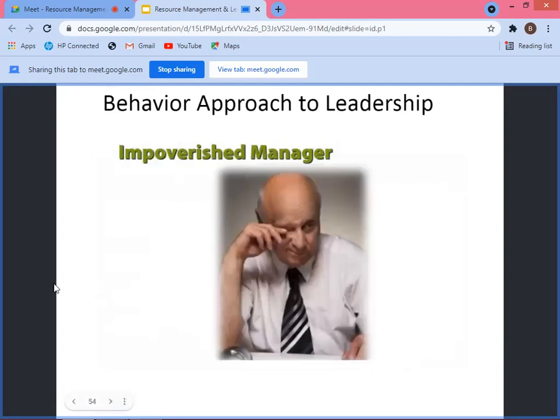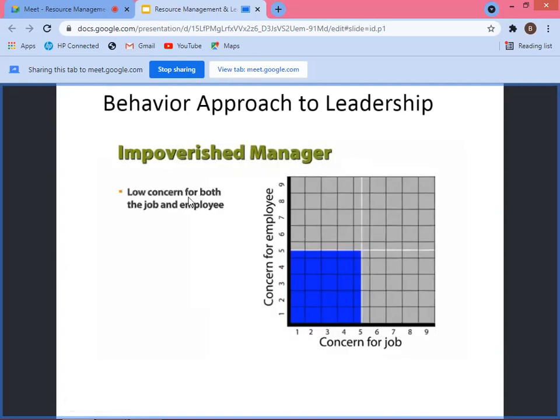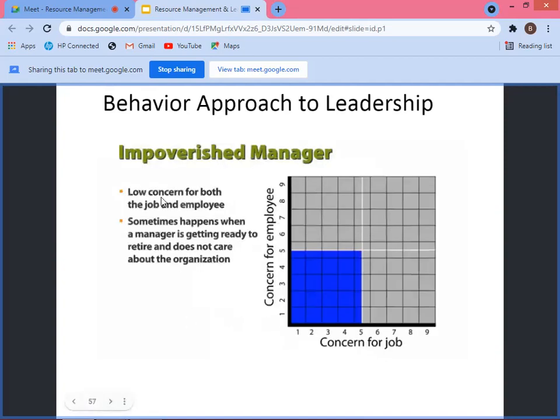So let's talk about the impoverished manager first, because this is the most important, interesting fellow. Low concern for both the job and the employee, 1,1. Remember that? Sometimes it happens when a manager is getting ready to retire and does not care about the organization.